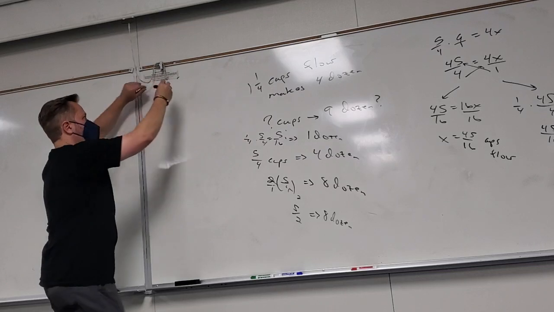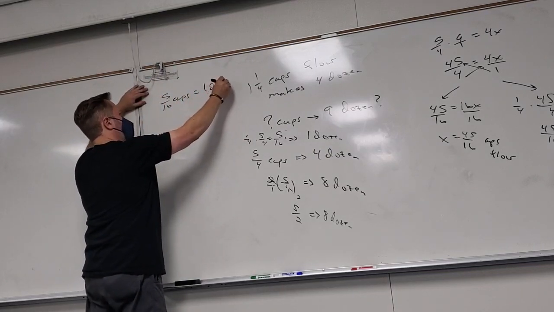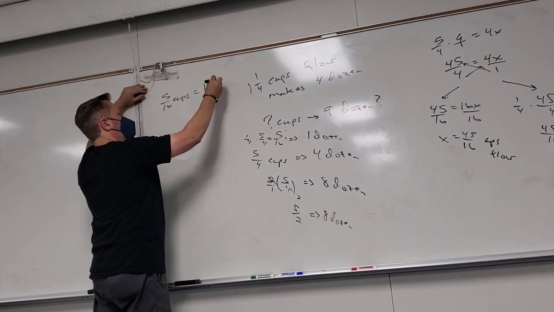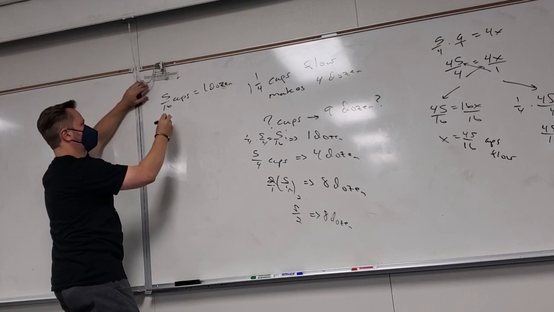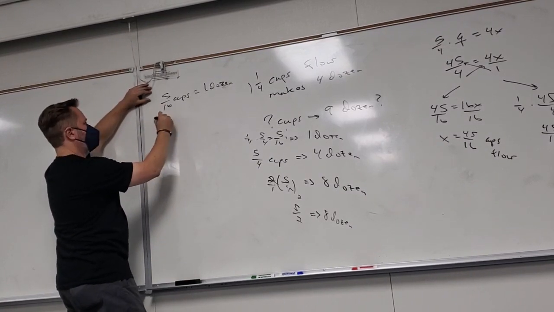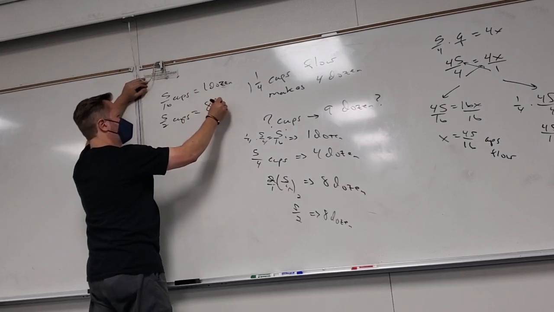Now let's collect what we got. 5/16 cups makes 1 dozen. 5 halves cups is 8 dozen. God, I really hope this comes out right.